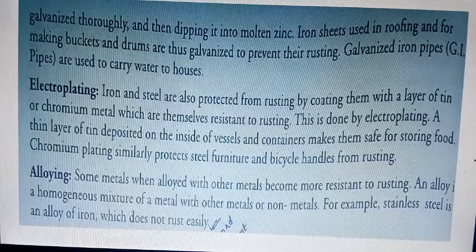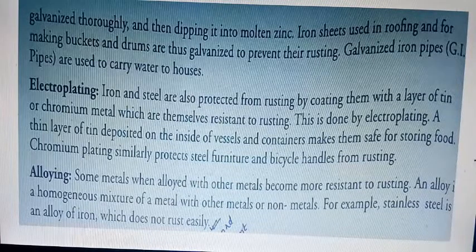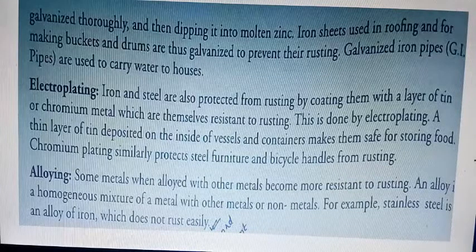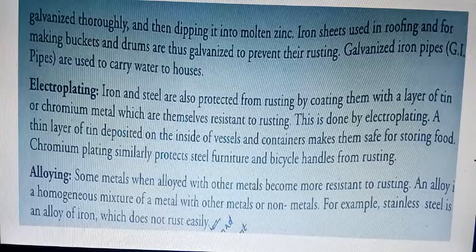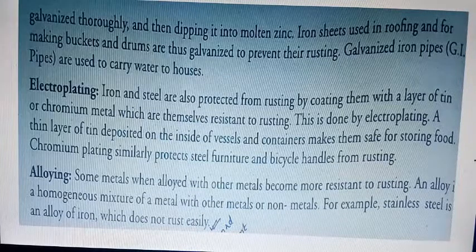Then alloying can also be done. Some metals when alloyed with other metals become more resistant to rusting. An alloy is a homogeneous mixture. So what is an alloy? An alloy is a homogeneous mixture of a metal with other metals or non-metals. For example, brass, bronze, steel, all these are alloys.